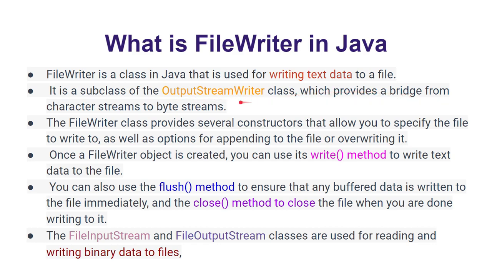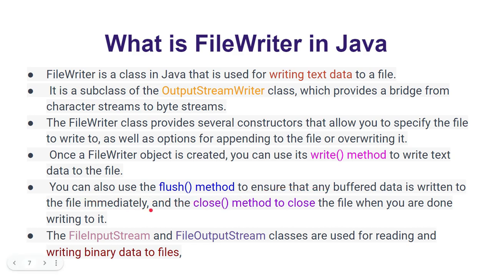The FileWriter class provides several constructors that allow you to specify the file to write to, as well as whether to append to the file or overwrite it. Once a FileWriter object is created, you can use the write method to write text data into the file. You can use the flush method to ensure that buffered data is written immediately into the file. The close method is used to close the file.